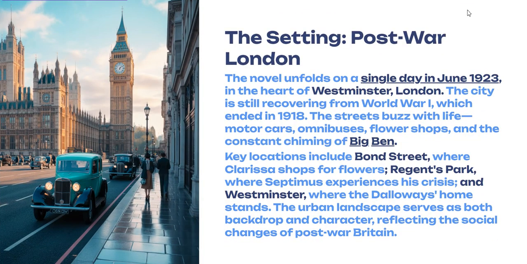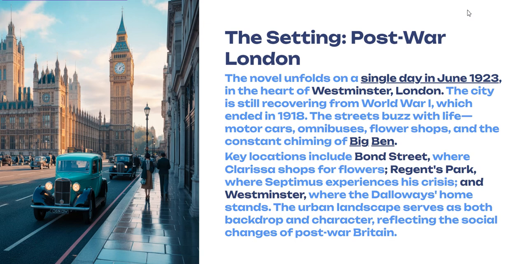Moving on, the novel takes place in London, mainly in the Westminster area. It is 5 years after World War One, and the city and the people are still recovering from the war's trauma and struggles. In the book, three places of London city are mentioned: Bond Street, Regent's Park, and Westminster. There are motor cars, omnibuses, streets with shops and flower sellers. People are moving very quickly, while the city keeps its old traditions too.